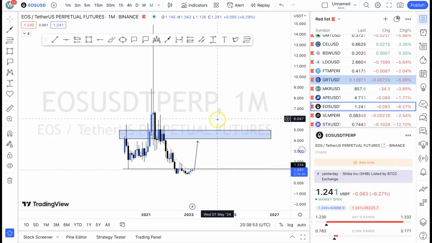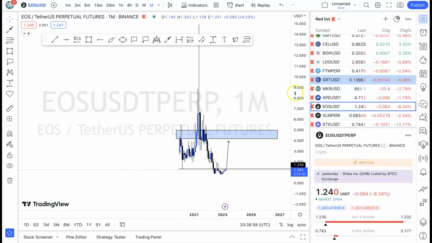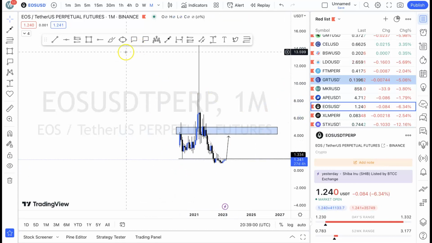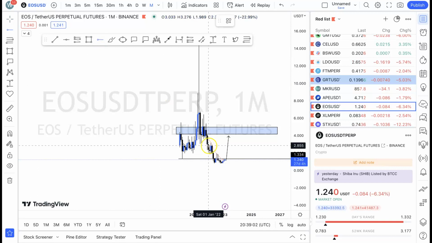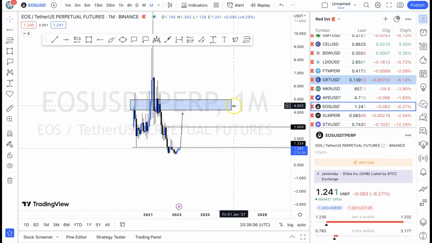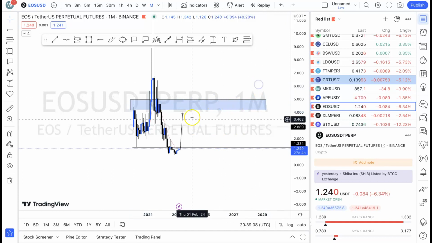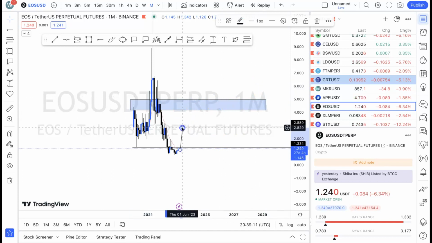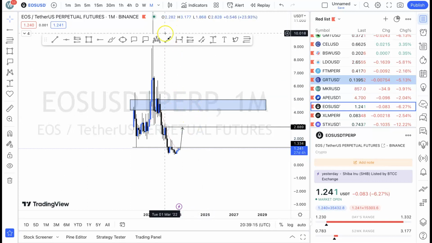I'd like to see it come into the area once again. Alright, so keep an eye on your EOS if you have a position. If you don't have one already, it might be a great time to buy EOS. So my predictions: 2.6 first, then maybe an extension into $5.